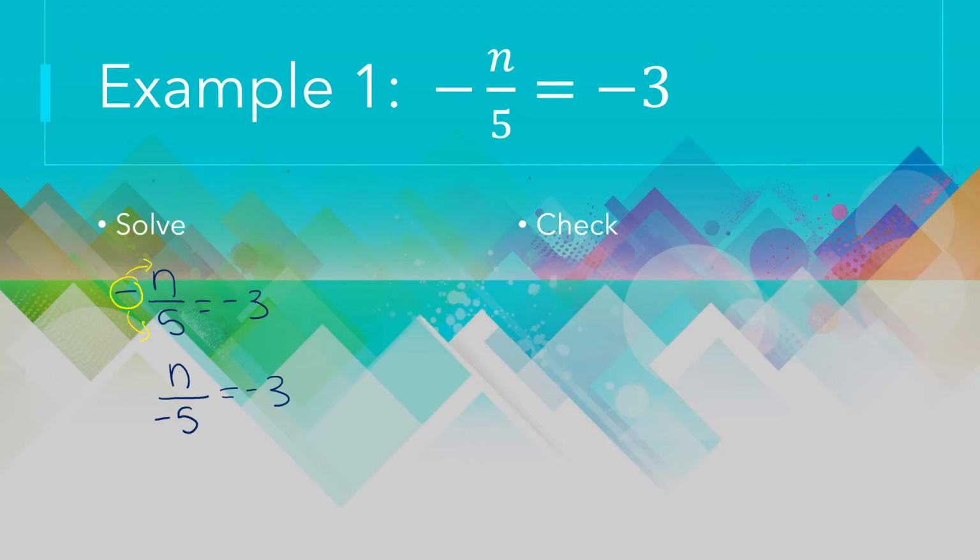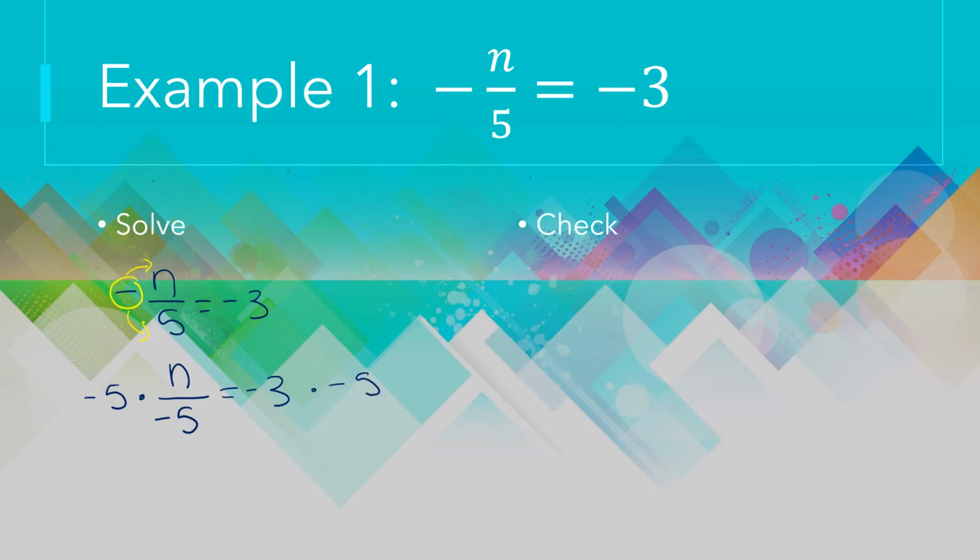Now what we want to do is get that n all by itself, and since it's being divided by a negative 5, we want to multiply, because multiplication is the opposite of division. To undo division by a negative 5, we multiply by that negative 5, because those are going to undo each other. Thinking back to our property, we now have multiplication by a negative 5 on the left-hand side. Whatever you do to one side, you must do to the other side.